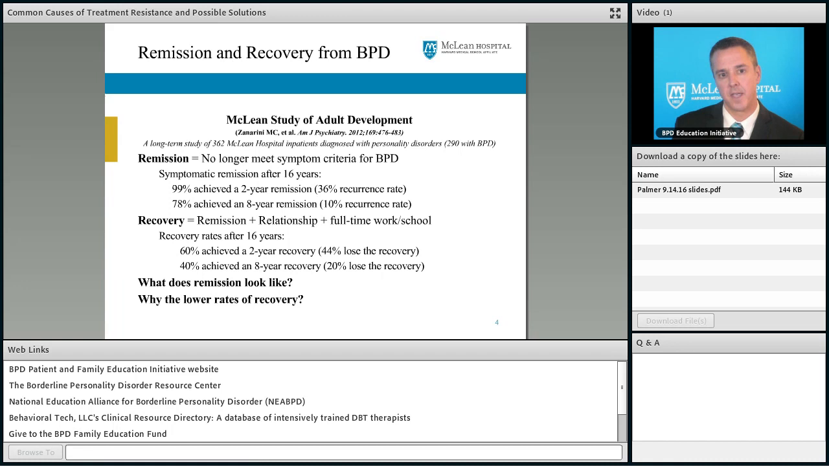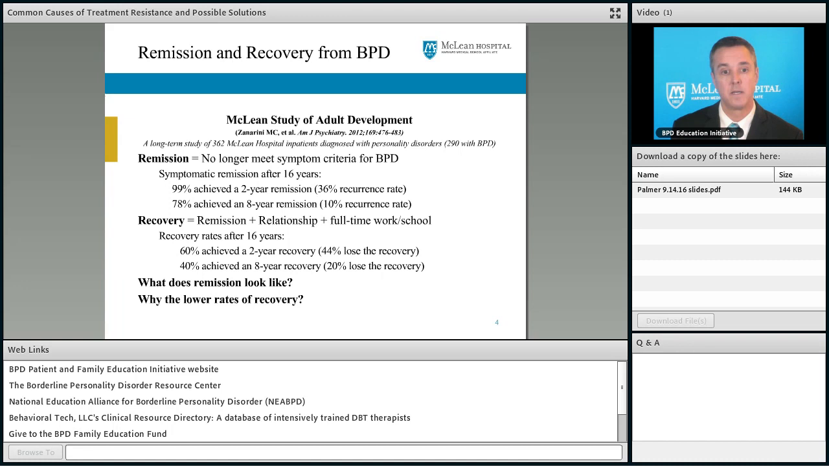But then they looked at another thing: recovery. How did they define recovery? Recovery was defined as not only remission of symptoms, but also having at least one sustaining, beneficial relationship with either a friend or a romantic partner. Family members didn't count. And they had to be participating in full-time work or school. Part-time did not count. What they found is that after 16 years, 60% of the participants achieved a 2-year recovery, and among them, 44% would eventually lose the recovery.